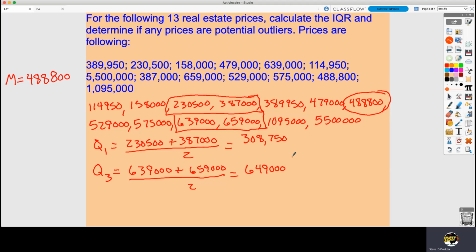All right, and then we have to find the interquartile range here. To find the interquartile range, we simply take the third quartile and subtract the first quartile. So we end up with 340,250. All right, any questions on that?